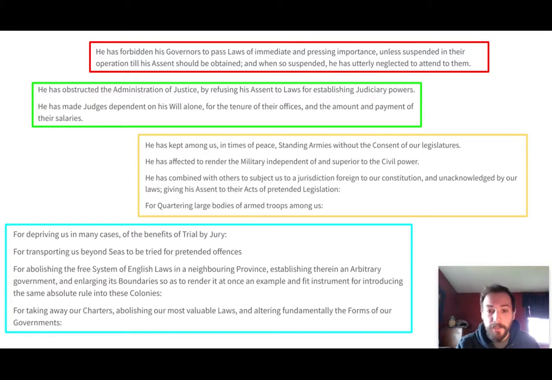Why do we have trial by jury in our Bill of Rights? Because it's the right thing to do. For transporting us beyond seas to be tried. You're no longer being tried by a jury of your peers in your community. You're being tried by someone 3,000 miles away. These are things that we build into our judicial system here because we recognize that they're fair, and that they prevent the government from using criminal justice, using laws to hold people down.